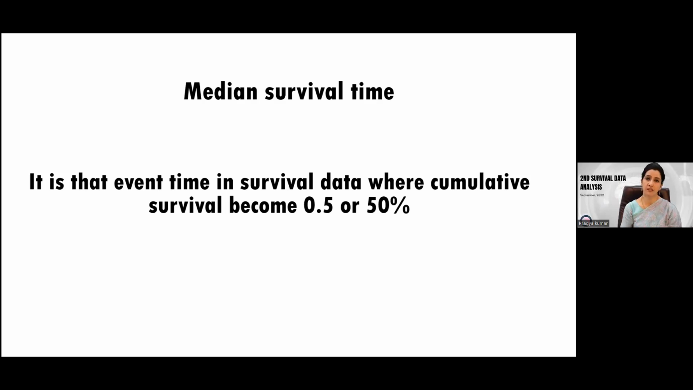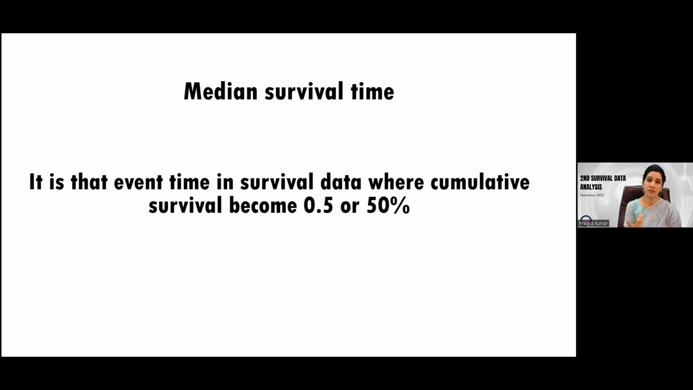So what is this median survival time? This median survival time is different from the median which we learn in descriptive statistics. In descriptive, we learn that you arrange the data in ascending or descending form, and then the middle value is the median. But in this case, the median survival time is different. We'll see how it is different, but just to explain, the time when the cumulative survival probability reaches 50%, we call it the median survival.